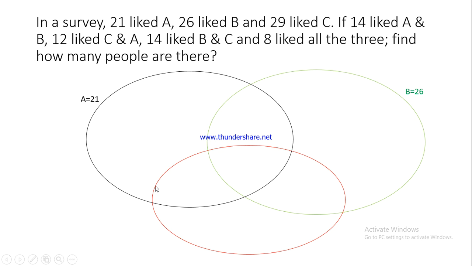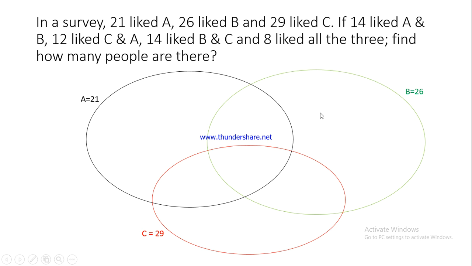Likewise, you have a look at this portion and this portion. This is the overlap of A and C. Well, C is equal to 29 here. So this portion, overlap of the two circles A and C, which means this denotes the number of people who like both A and C.